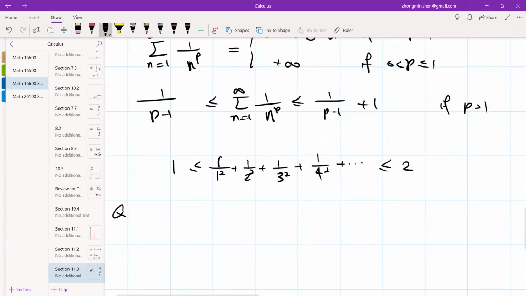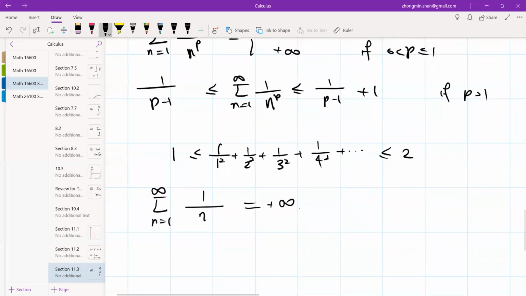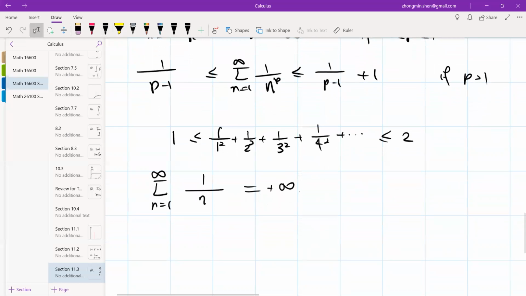Another one is related to that. Let's look at this series. In particular, this harmonic series is divergent. It's called the harmonic series. When p equals 1, that's a special case.